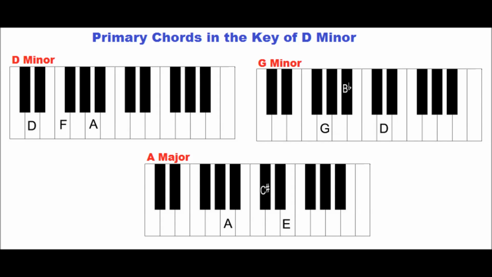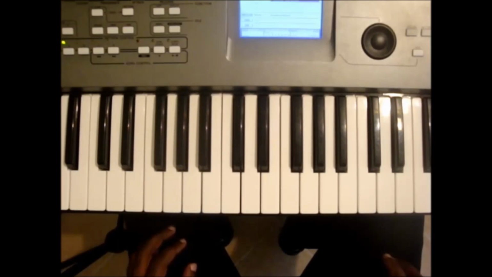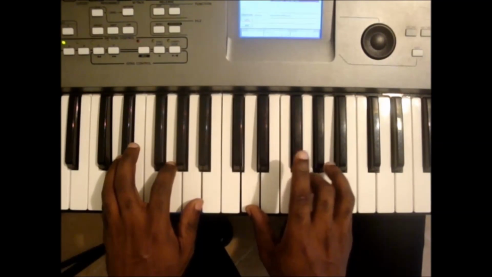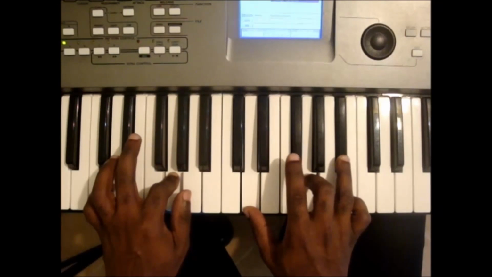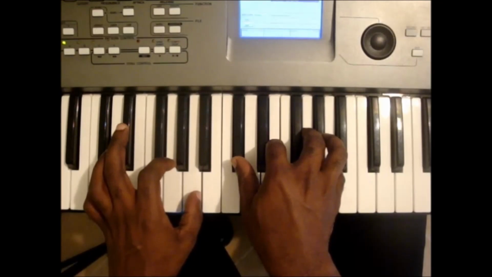The primary chords in the key of D minor are D minor, G minor, and A major or A7. Primary chords in the key of D minor. Here's D minor, here's G minor, and here's A. Or we can play A7.